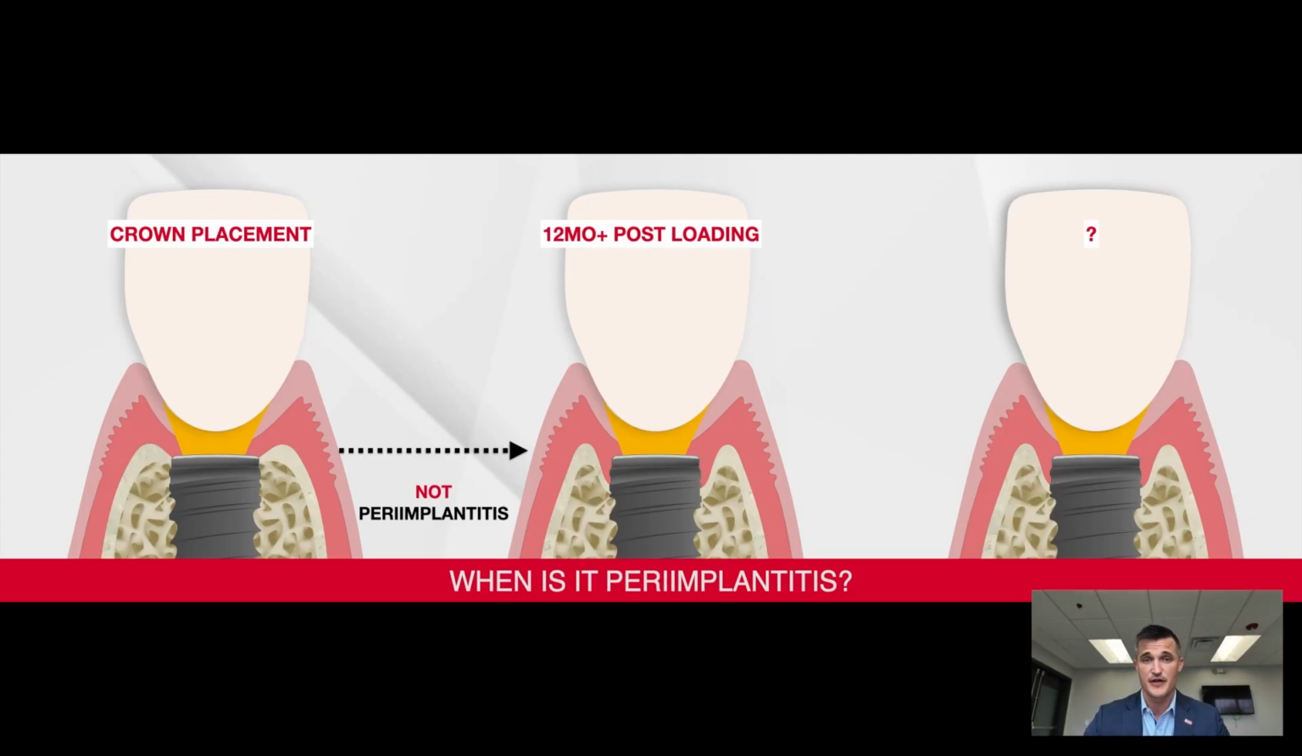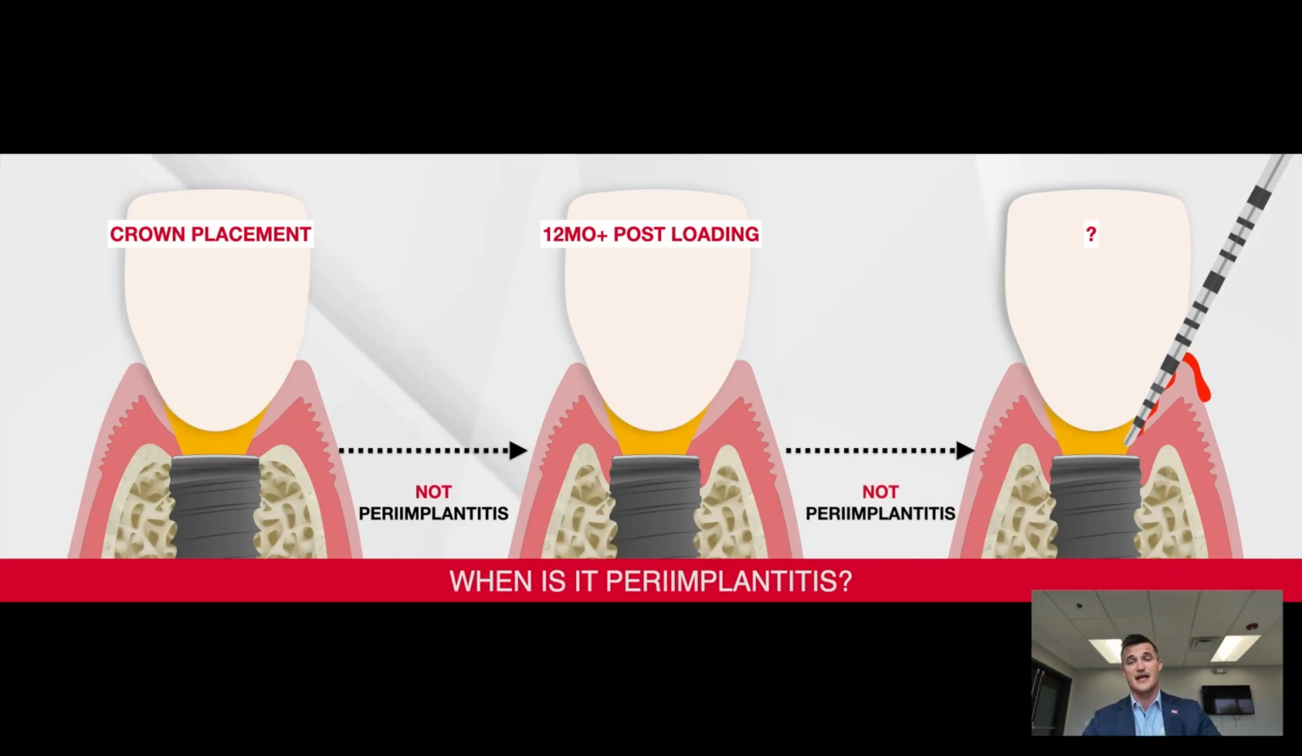Let's talk about another scenario. After 12 months, we have a little bit of bone loss. That bone loss remains stable, and we probe the implant and there's bleeding on probing. This we would refer to as mucositis. This is just inflammation of the soft tissue, similar to gingivitis. It's a reversible condition. We really just need to clean this implant and it should be resolved. But this can progress into peri-implantitis.